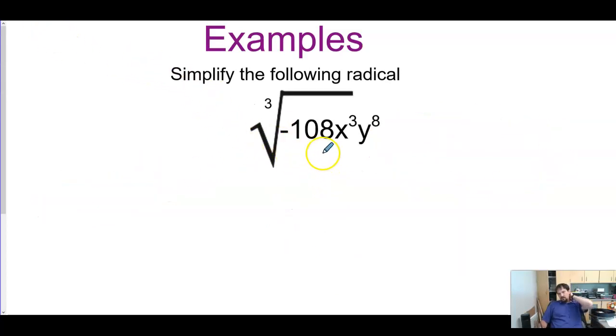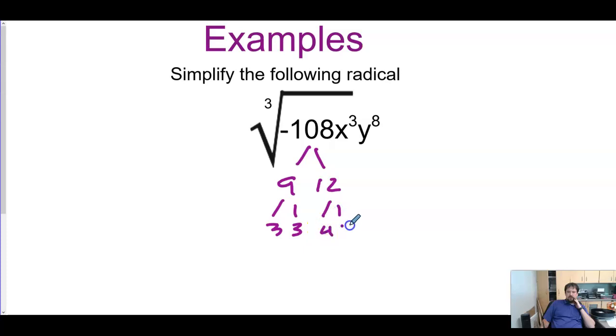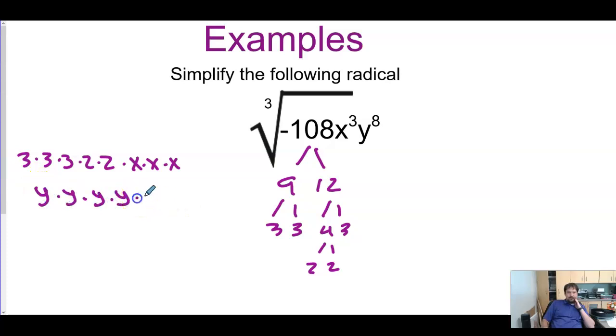Okay, let's try this one. So we got negative 108 times x cubed times y to the 8th. So we just broke down the 108, so let's break it down again real quick. So it gets us to 3, 3, 4, 3, 2, 2. Okay, so if we do the prime factorization, we get 3 times 3 times 3 times 2 times 2 again. And now we have 3 x's, x times x times x, and we have 8 y's. So 1, 2, 3, 4, 5, 6, 7, 8.